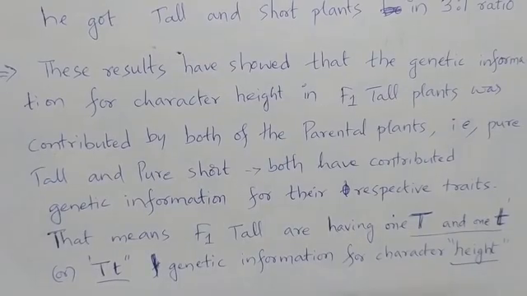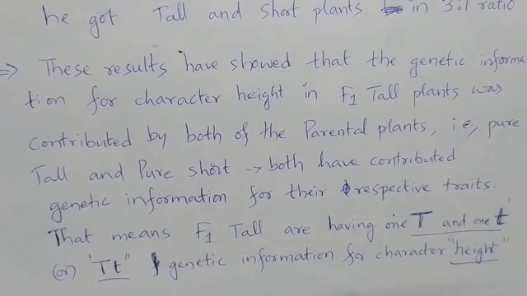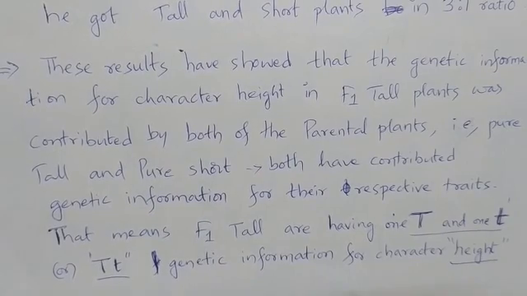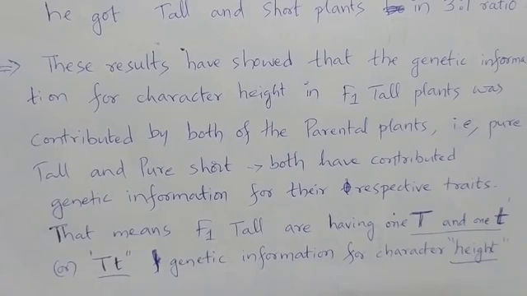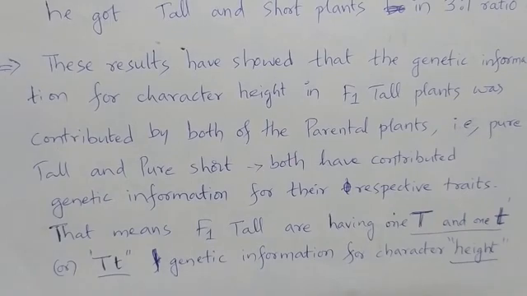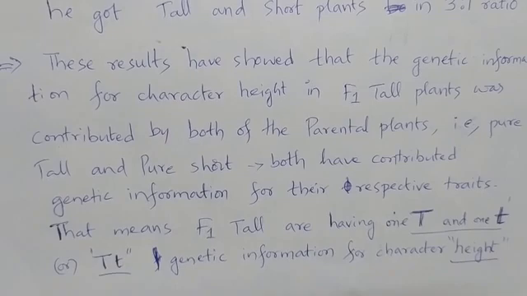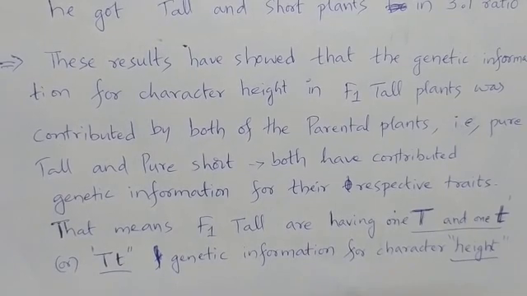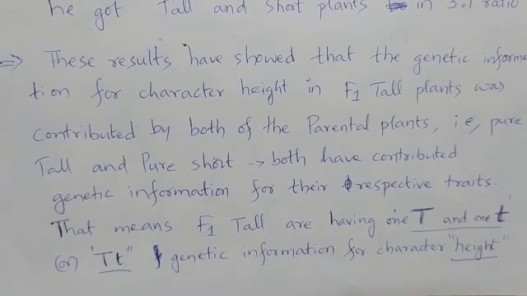These results showed that the genetic information for the character height in F1 tall plants was contributed by both of the parental plants, that is the pure tall plant and the pure short plant. Both contributed the genetic information for their respective traits. From the pure tall plant came the genetic information for tallness, and from the pure short plant, the genetic information for shortness was contributed to the F1 plants. That means F1 tall plants have one capital T and one small t as the genetic information in them.